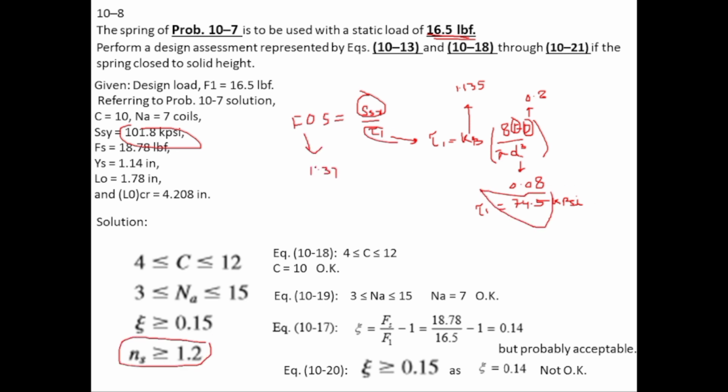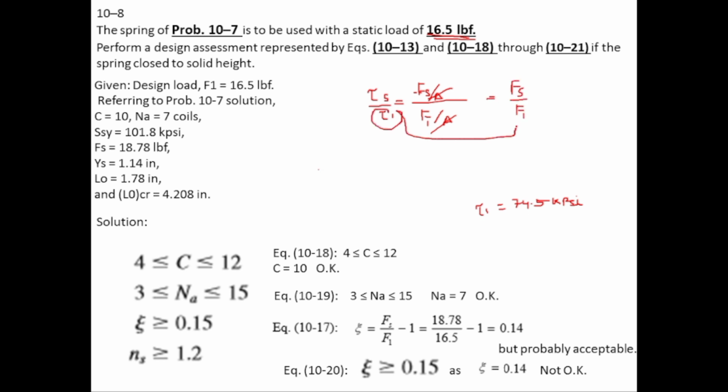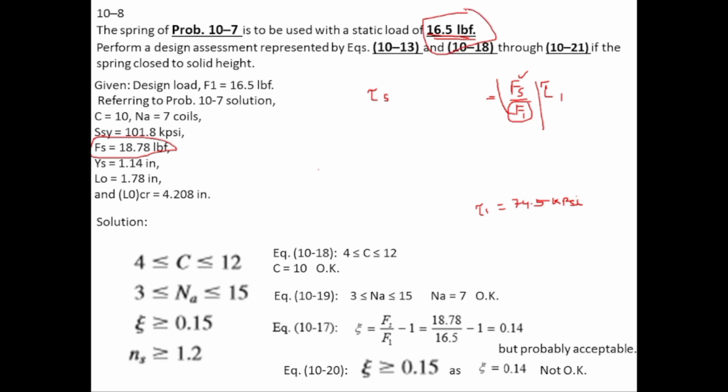As the factor of safety should be equal to or greater than 1.2, and in our case it is 1.37, the design is okay up till now. Now let's find the shear stress produced in the spring when the solid force is applied. For that, let's take the ratio of tau s and tau 1. That is equal to Fs by A divided by F1 by A. A cancels out, so tau s divided by tau 1 is equal to Fs divided by F1. Now multiplying tau 1 on both sides, tau s is equal to Fs divided by F1 times tau 1. Fs is 18.78 lbf, F1 is 16.5 lbf, and tau 1 is 74.5 kpsi. Putting all these values, tau s will be equal to 84.8 kpsi.